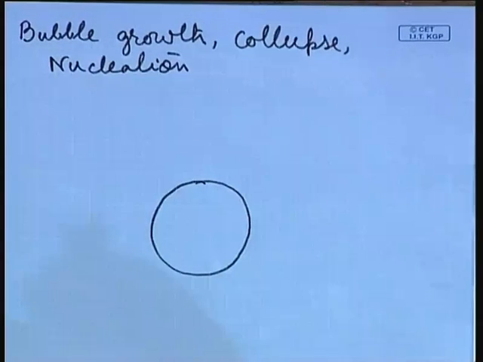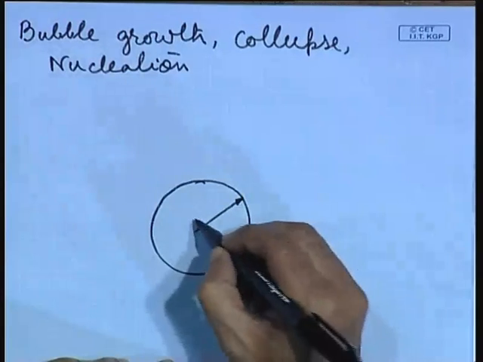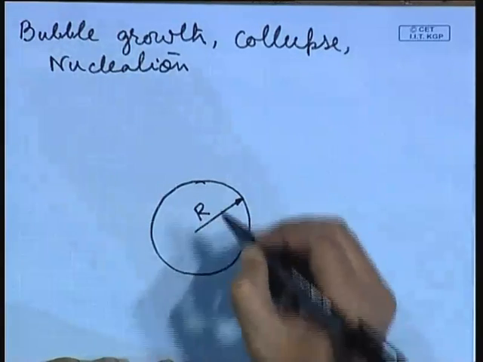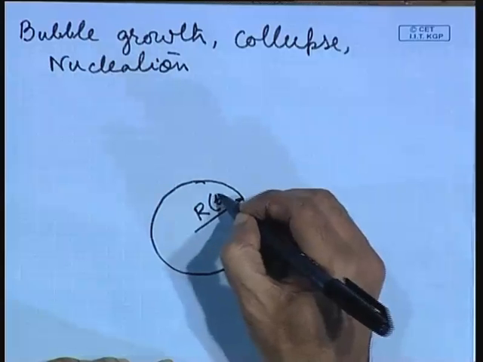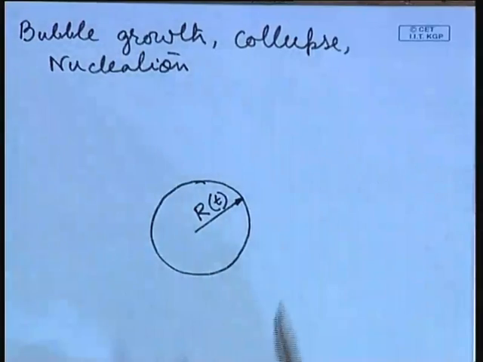This is a spherical bubble. At any instant of time, its radius is given by r(t), where t is the time and r is the radius of the bubble, or in other words, r is the location of the interface. So, this bubble is there in a bulk of liquid.